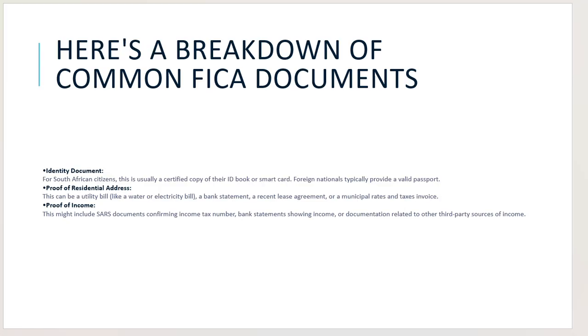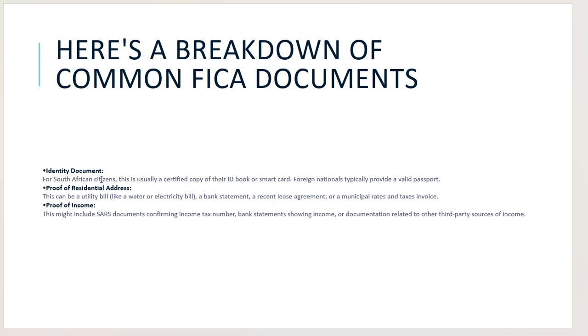So here is the breakdown of the common FICA documents. The common FICA documents that we have in South Africa are normally your identity document, your proof of residential address, and your proof of income. Those are the main documents that they will ask you for if you're applying for debt at the bank, if you are transferring the house to your name at the deeds office, or if you want to open a new bank account. Then now let us look at this document.